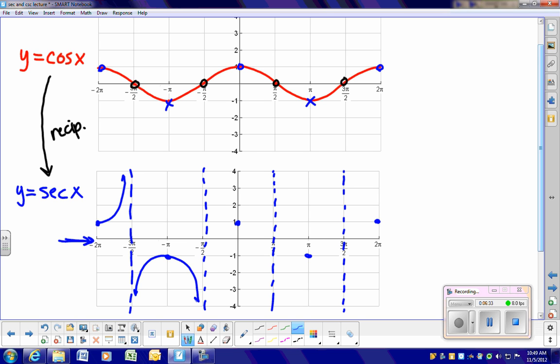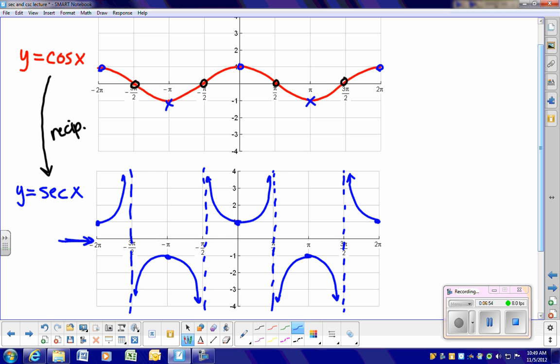Notice again that the curves come out and they hug the asymptotes. I don't want any of this kind of business. That is crazy, okay? And I will take points off for graphing like that. That's not accurate. The shape really looks like this. It comes out wide to hug those asymptotes.